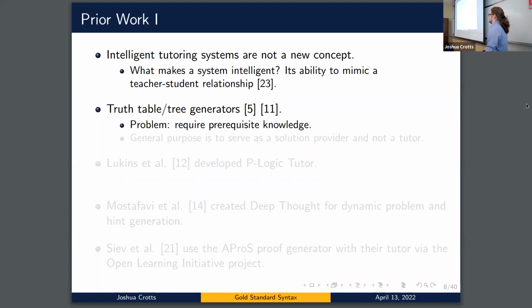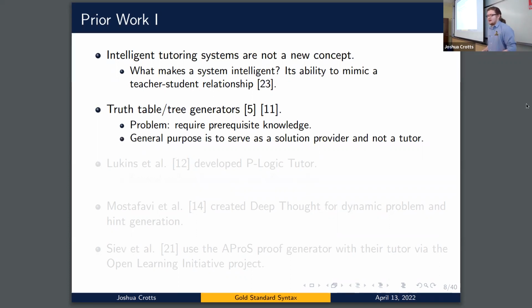Okay, so taking a step back, we have the truth table and truth tree generators. They're all over the place. And like I said, they often require prerequisite knowledge of actually using them. Another problem is that they often serve as a solution provider and not a tutor. You input a formula, you get a solution. What do you take away from that? Usually not a whole lot.